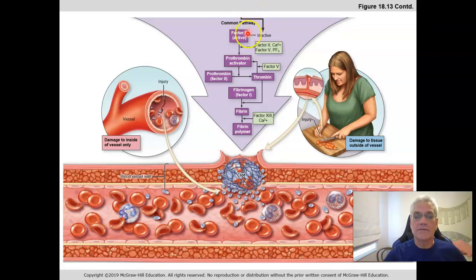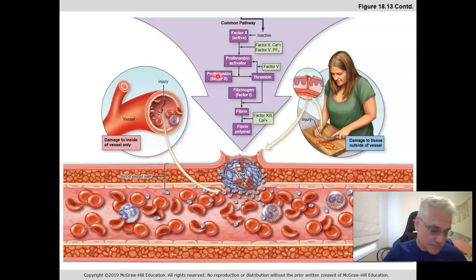Factor 10 activates the prothrombin activator. And so these always have inactive and active forms. Once factor 10 is active, it activates prothrombin activator, which converts prothrombin to thrombin. Prothrombin is factor 2.